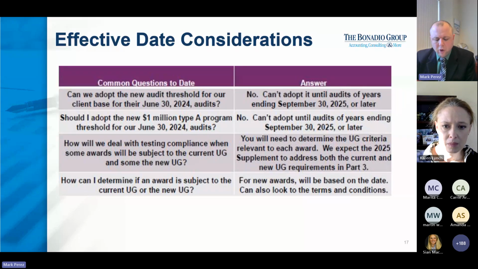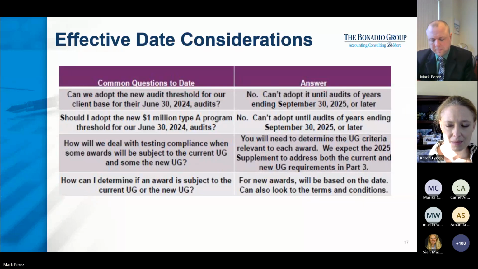And how can you determine if an award is subject to the current or the new uniform guidance standards? The main thing is it's based on the date and also look at the terms and conditions. So as I was saying earlier, revisit that language in your award agreements. And I'm going to expand that further by having an open, honest conversation with your funding source.